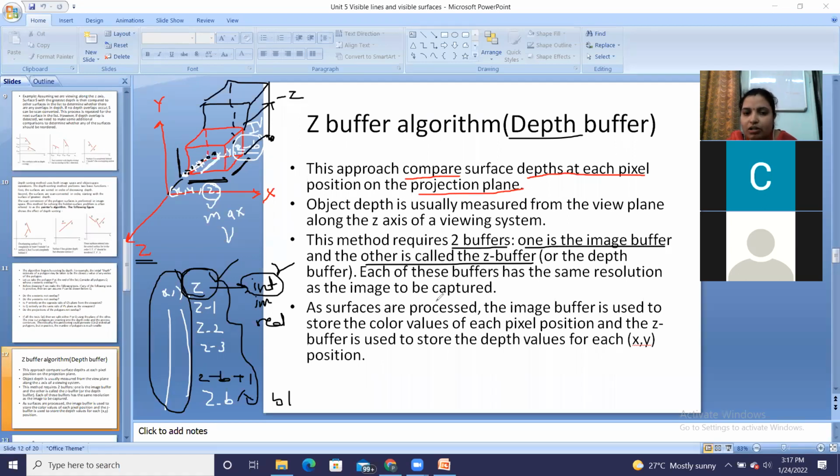Each of these buffers has the same resolution as the image to be captured. The resolution दोन्हीचेही same असणार आहे, कारण तुम्हाला तेवढेच number of pixels compare करायचे. Okay. So comparison is the main मेथड युज्ड. प्रत्येकाचं z व्हॅल्यू कंपेअर करत करत मी मॅक्सिमम सर्च करणार आहे. As surfaces are processed, the image buffer is used to store the color values of each pixel position and Z buffer is used to store the depth value of the pixel.